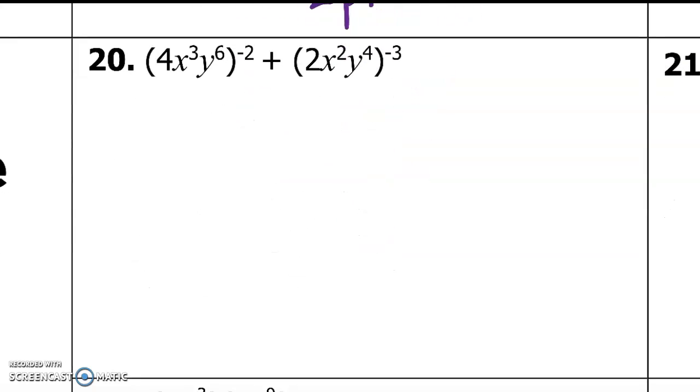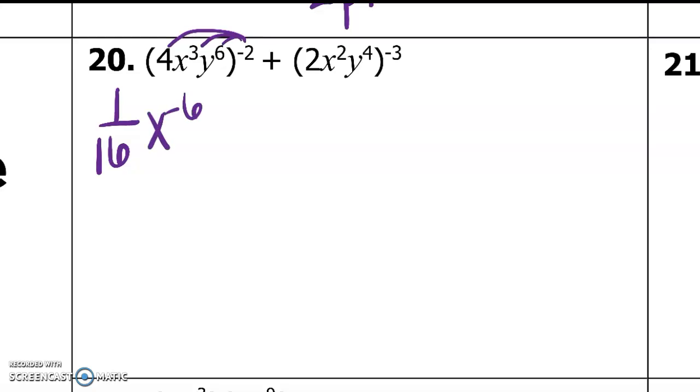Now we have some addition and subtraction. So with addition, remember you need to have your exponents match completely. So I'm just going to do it this way. 4 to the negative 2 is 1 over 16. You can think 4 squared is 16, but since it's a negative exponent, it has to go to the bottom. So that's why it's 1 over 16.